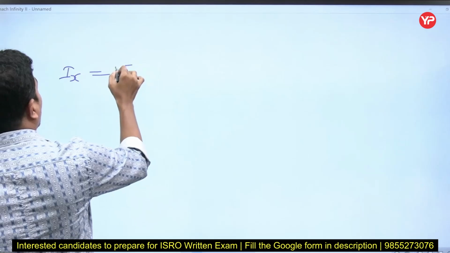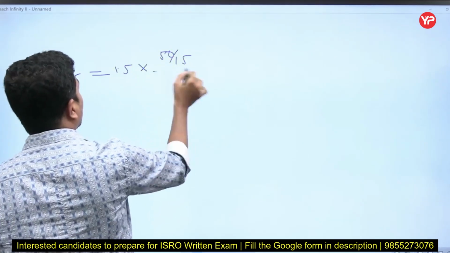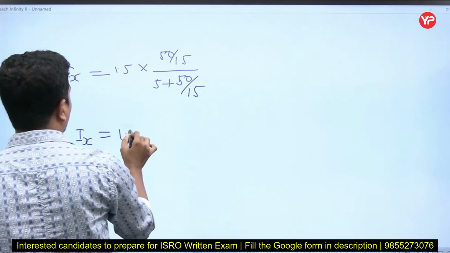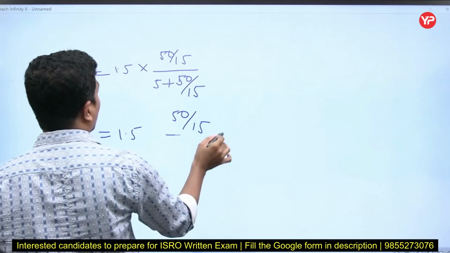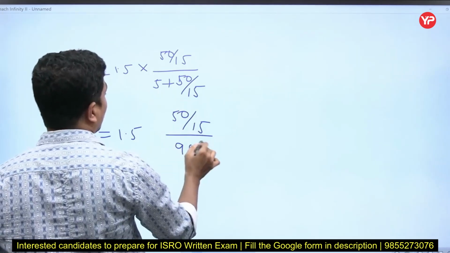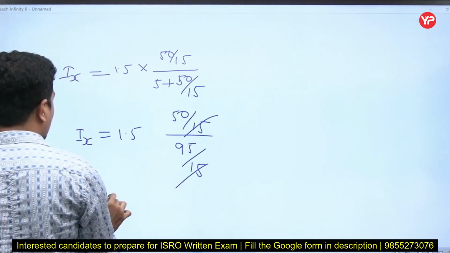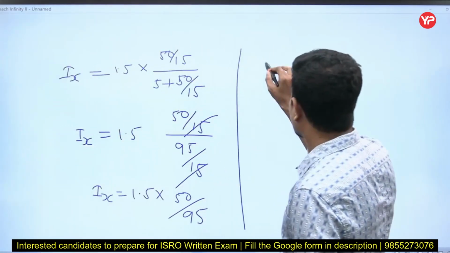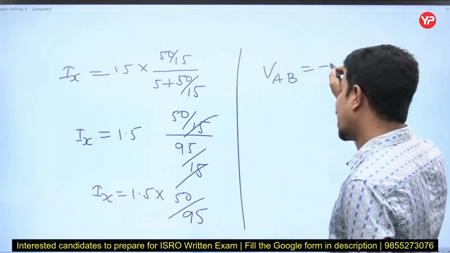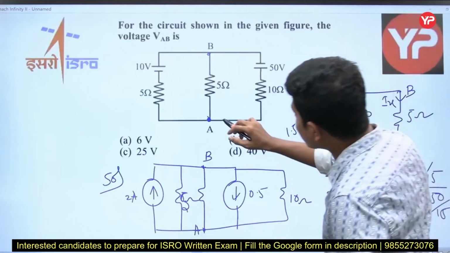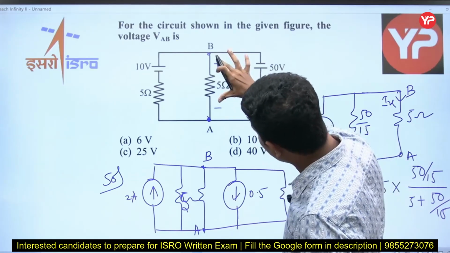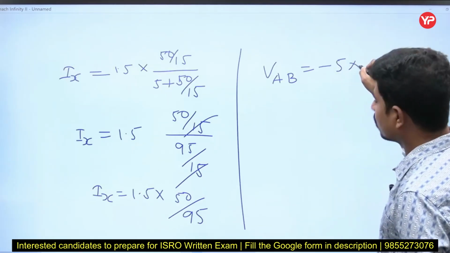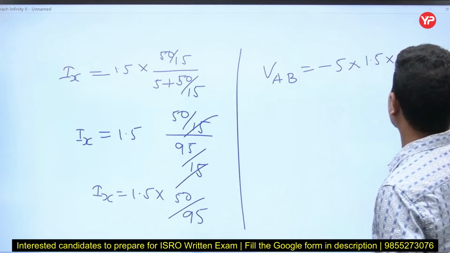How much is it? 1.5 into 50 divided by 15, by 5 plus 50 divided by 15. So Ix is equal to 1.5 into 50 divided by 15, by 95 divided by 15, 15 gone. So Ix is equal to 1.5 into 50 divided by 95. Then what is VAB? VAB is equal to minus of Ix. Why? He is asking, actually current is entering here. This is plus minus, but he is asking from here, therefore it is minus 5 into this current, 1.5 into 50 divided by 95.